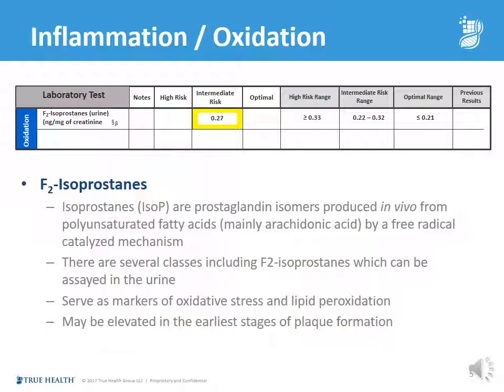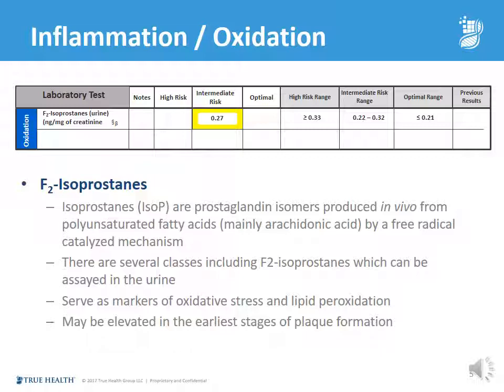F2 isoprostanes are a urinary biomarker, and they, as mentioned, are produced from polyunsaturated fatty acids, the vast majority of which are arachidonic acid, by a free radical catalyzed mechanism. They are markers of oxidative stress. And there are several classes of isoprostanes, including F2, which True Health does assay in the urine. And they are very good markers indicative of oxidative stress and lipid peroxidation.